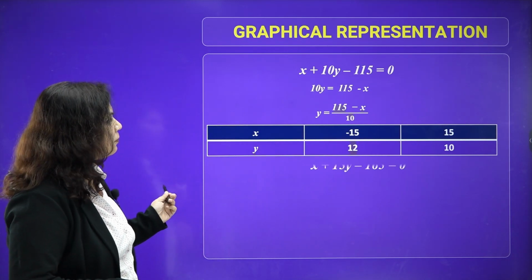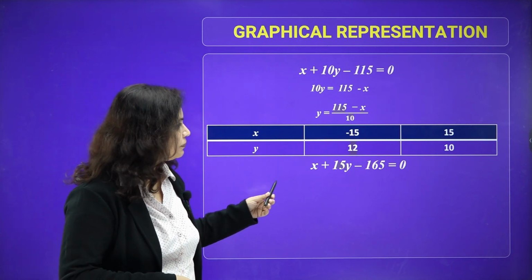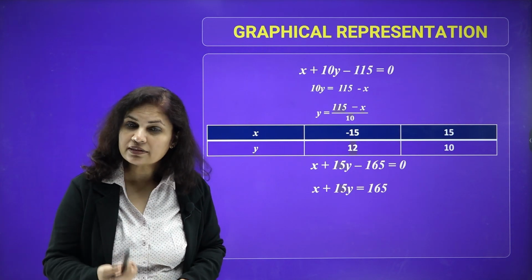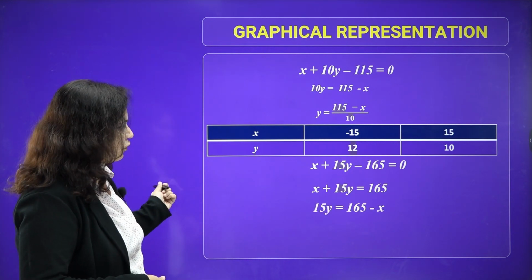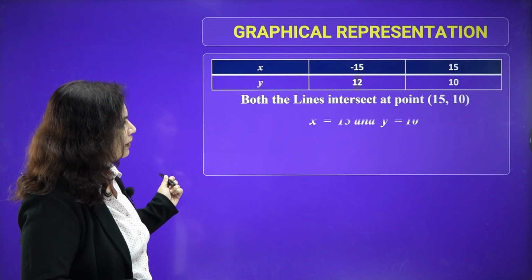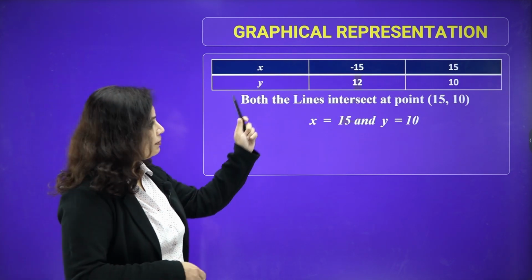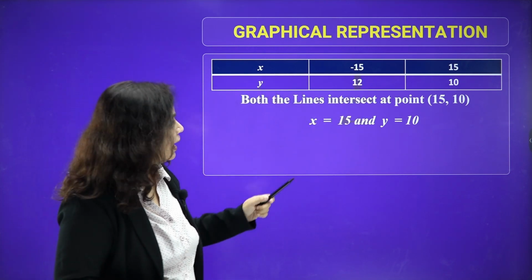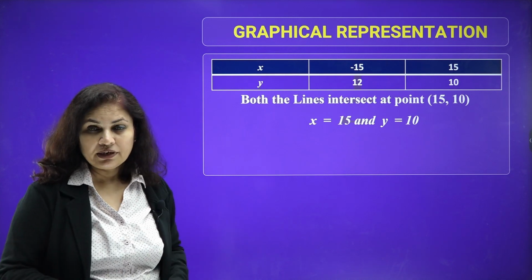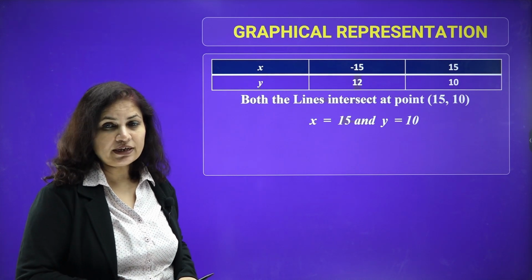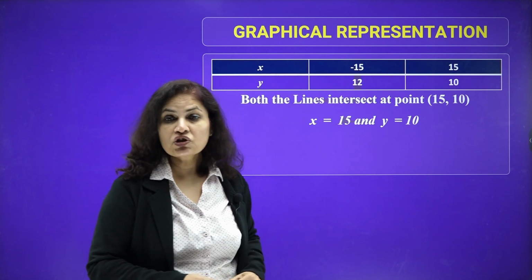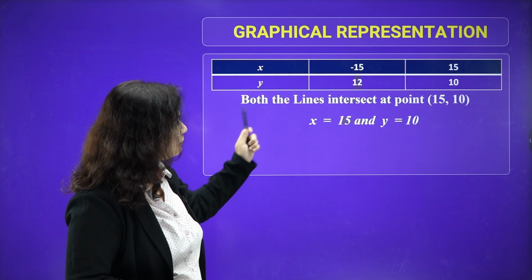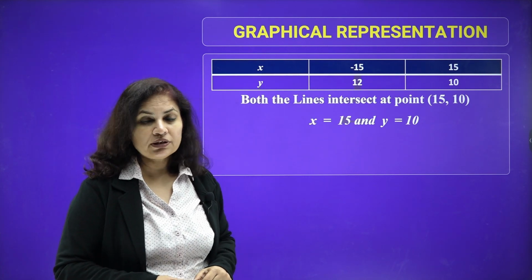Now, from here, x plus 15y minus 165 equal to 0 is another equation, and forming a table, I will see minus 5 and minus 15, and 12 and 15 and 10. These are the pairs which we are getting, and 15 and 10 is common to both the equations. The ordered pair 15 and 10 is common to both the equations.